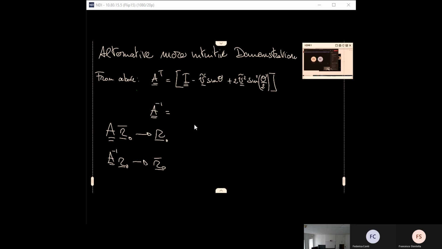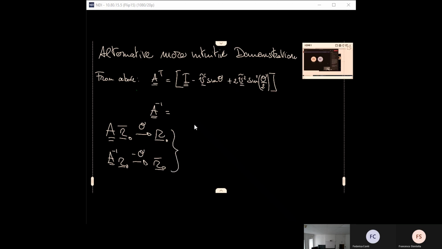If to the first writing you apply A to the minus 1, at the left-hand side you get the identity matrix, and on the right-hand side you get this one, right? So this really demonstrates what we were saying, that applying the inverse of the rotational matrix to a vector means that you're applying the opposite of the rotation. So if this is a rotation theta, this is a rotation minus theta.